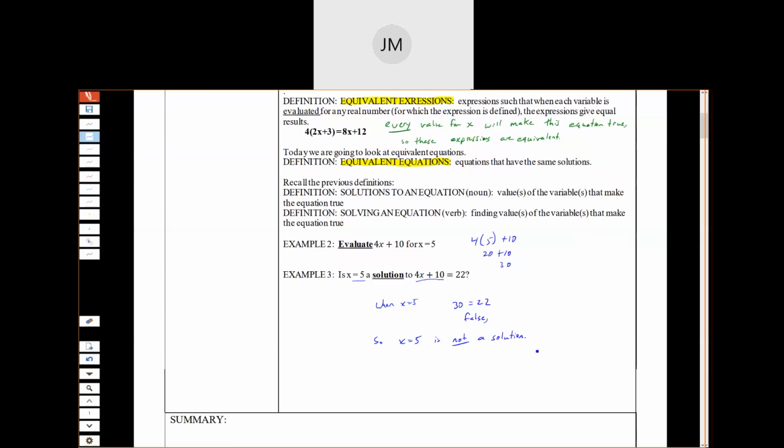Okay, so what we're doing here is we're making a connection, right? Here I evaluated an expression. Here I was solving an equation, and we sort of tied the same work together in order to do those.